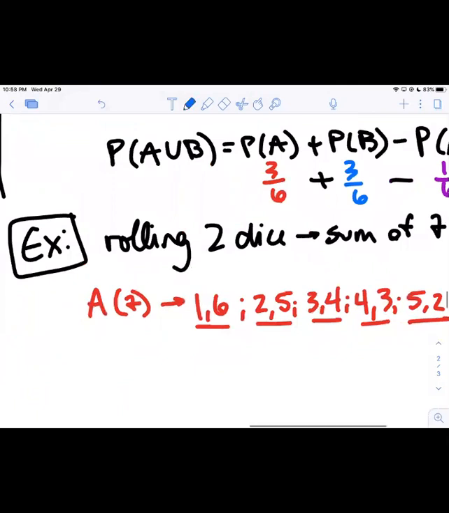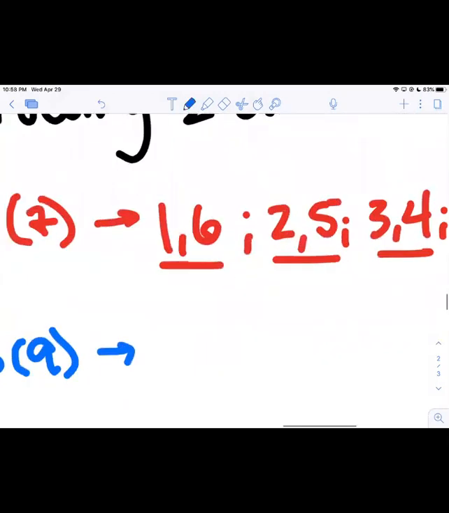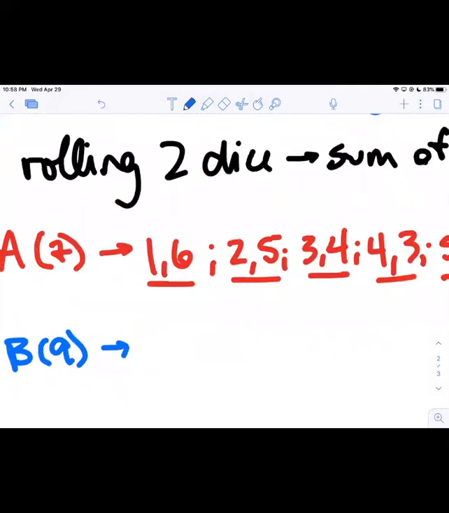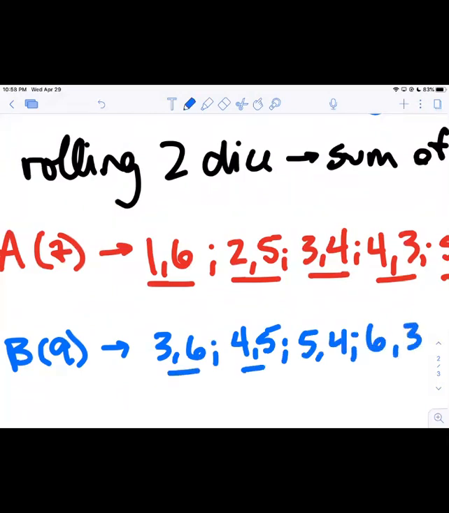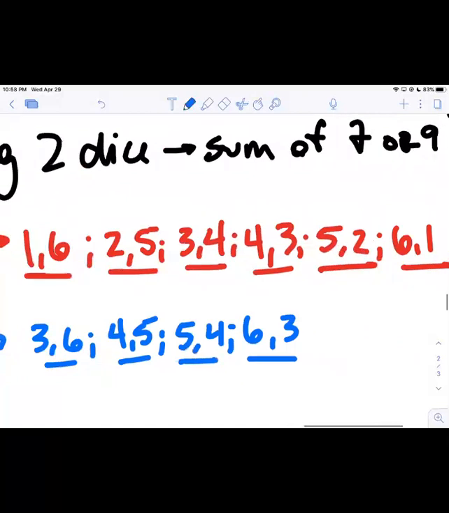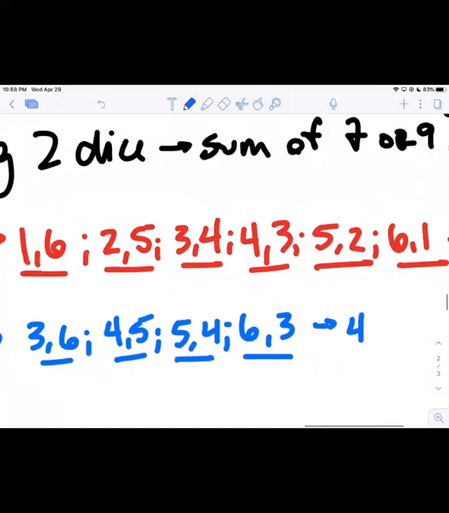What about if our B section then was 9? What are all the ways we could get 9? Okay, well, 1 plus 8 would be 9, but there's no side that's an 8. Okay, well, let's think about something else. 3 and 6. And 4 and 5. I think that's it. Okay, reverse them. 1, 2, 3, 4 options. 4 ways that we can get those.